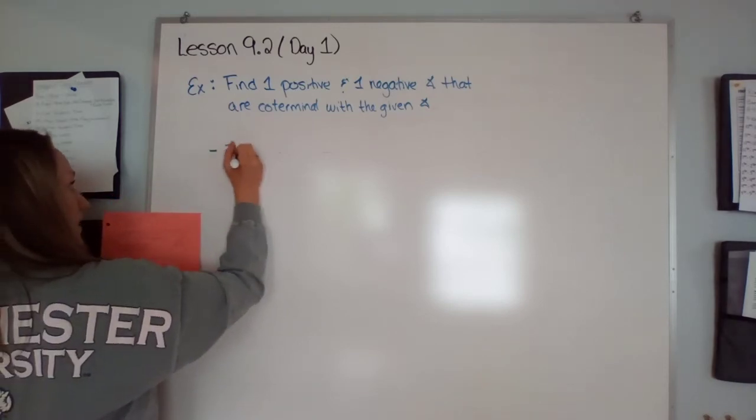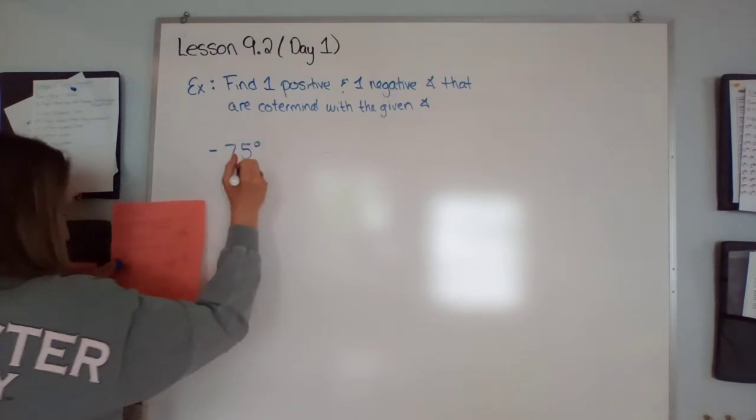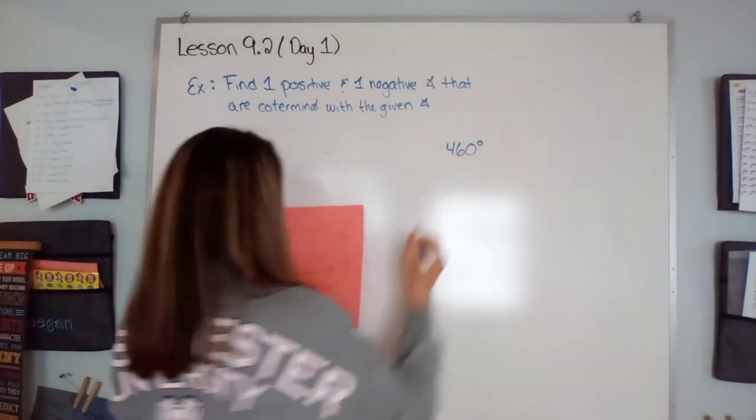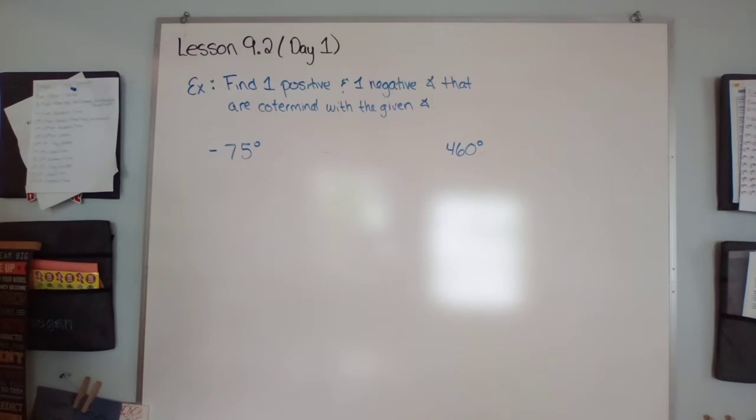Negative 75 degrees and 460 degrees. Okay. So again, I want to think: negative 75 degrees, where does that terminal side land? And what's an angle whose terminal side lands in that same spot? Now I could sketch it like I did for the last examples, but try to think algebraically. What are you doing to find an angle whose terminal side lands in the same spot?